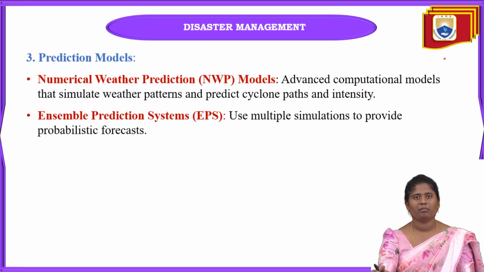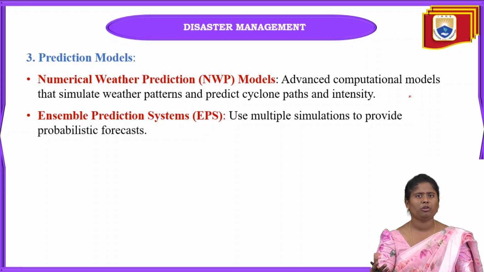Next one is prediction models. In these prediction models we have to predict the cyclone paths and also the intensity. The first one is the numerical weather prediction model. In this numerical weather prediction, we have some advanced computational models. Because of these computational models, there will be some weather patterns. By using these weather patterns, we can predict the cyclone paths and also the intensity of that cyclone. If a cyclone is going to happen, we can predict that path and also its intensity. The next one is ensemble prediction systems. This is one of the prediction systems we are going to use in India also. Here we use multiple simulations to provide a probabilistic forecast of these cyclones.